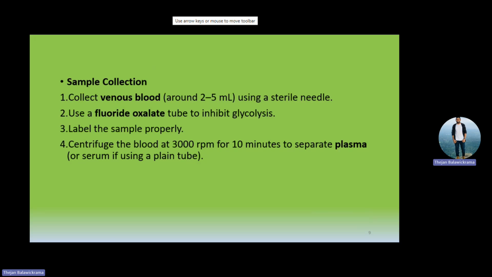Just rotating, 3000 rounds per minute. With that speed, what is happening? Heavier ones sink down and lighter ones remain. So that is a centrifuging process. We do that for 10 minutes.